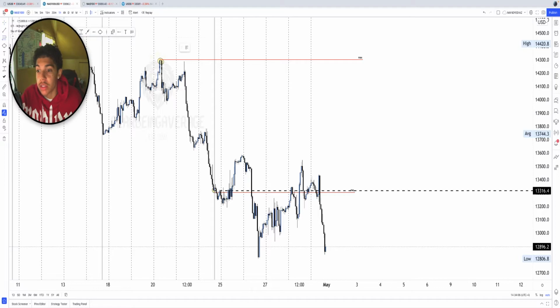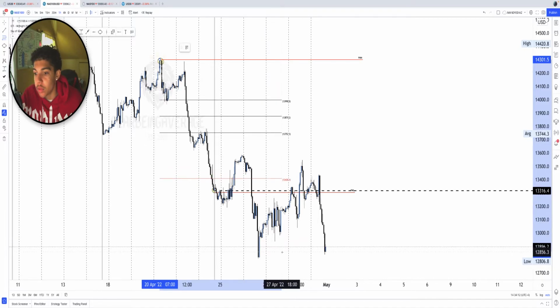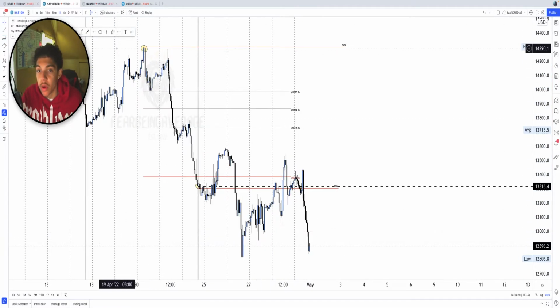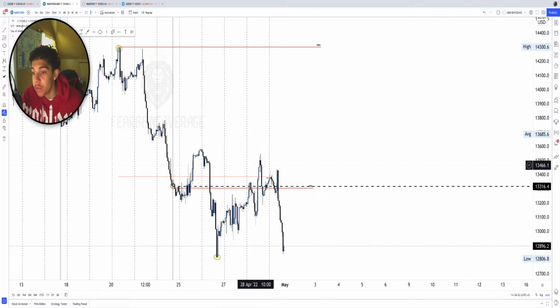So what I'm going to do now is pull a fib from this high up here to this low all the way down here. Now, why am I doing that? Because for one, this is the previous week's high. And if we were looking for an overall retracement, we're going to look for the lowest point in the week, and we're going to look for where price retraced into. In this case, it's not the cleanest fib move, as you can see.